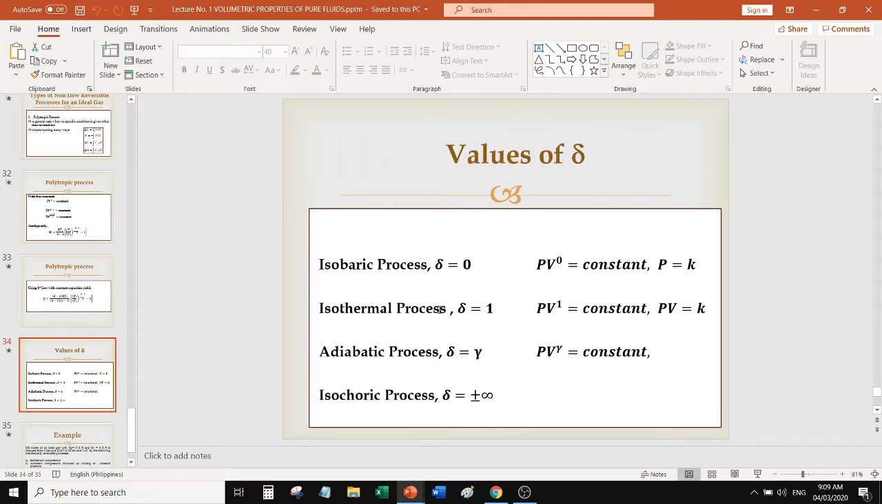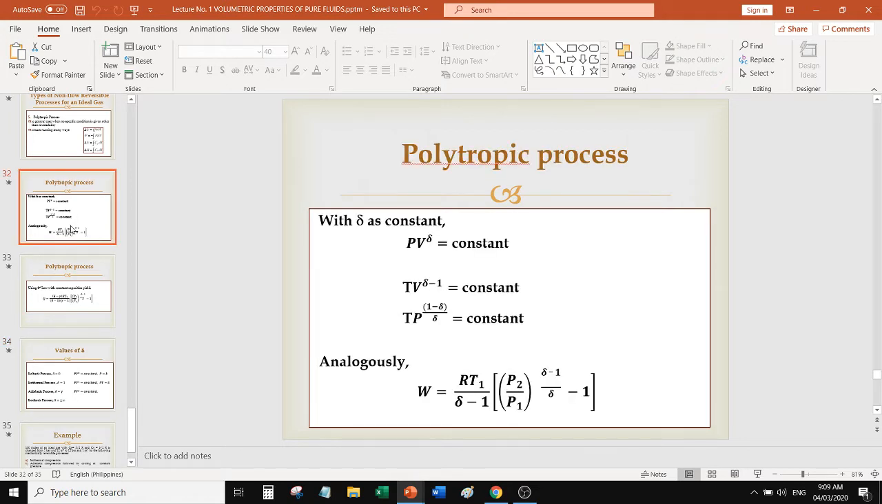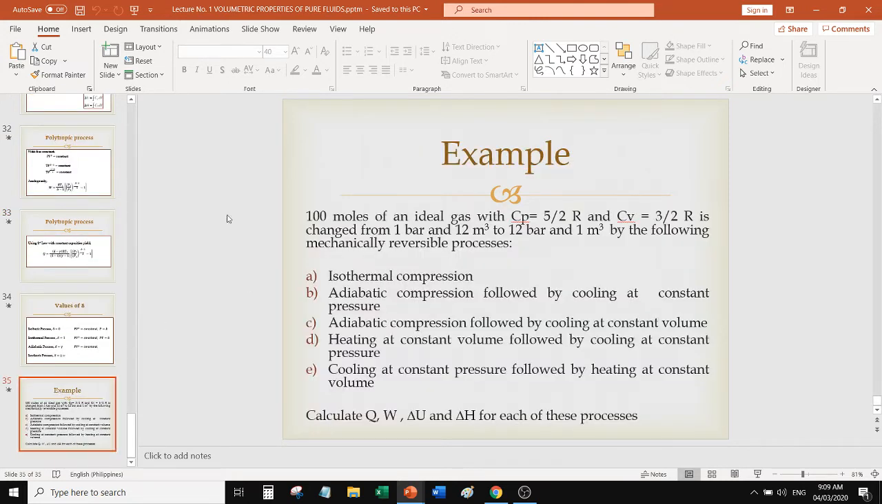For isothermal, just replace delta with 1. For adiabatic, replace it with gamma. Isochoric, infinity. So we can derive the different equations for the special processes from these general equations of polytropic processes. So let's answer this example.